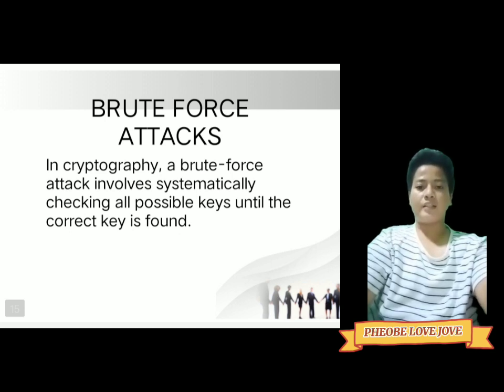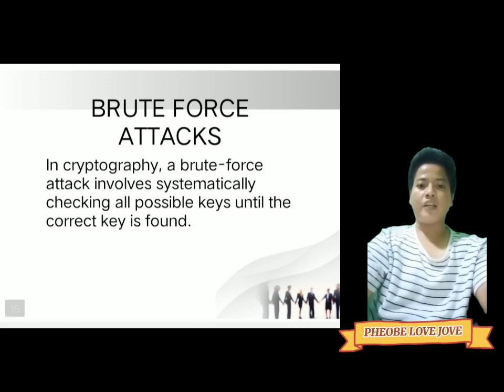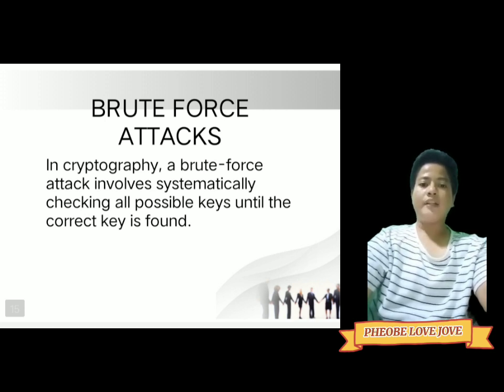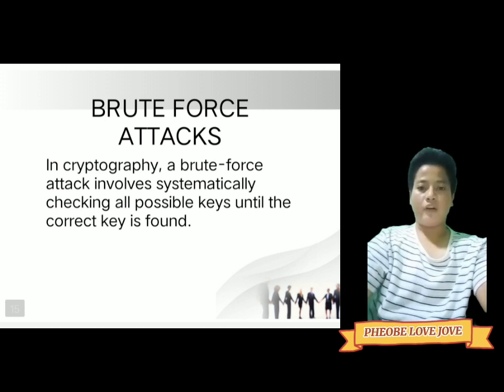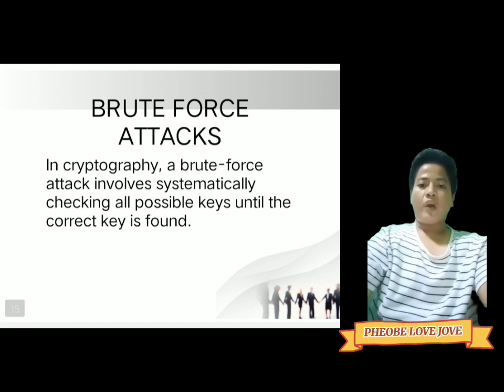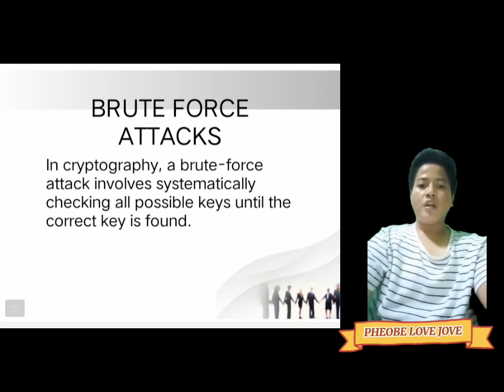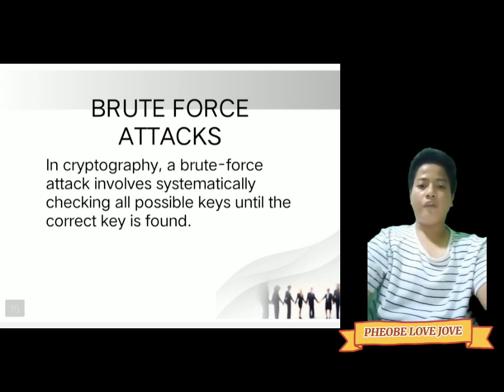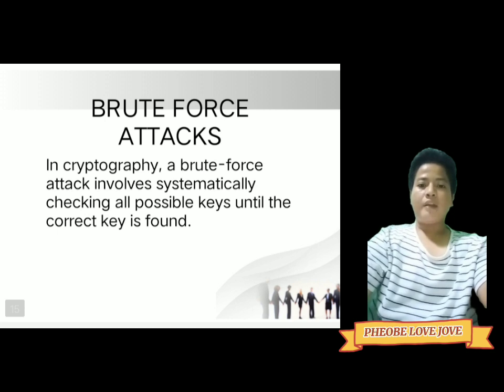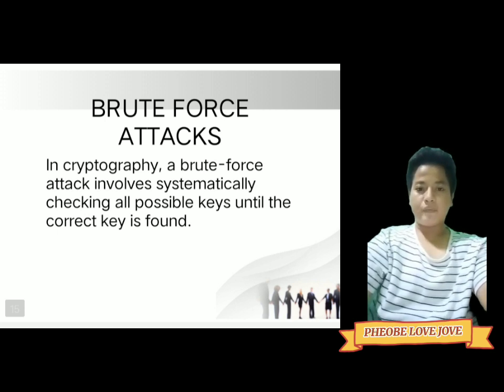Brute force attacks. In cryptography, a brute force attack involves systematically checking all possible keys until the correct key is found. Try every key to decipher the ciphertext. On average, we need to try half of all possible keys. Time needed is proportional to the size of the key space.